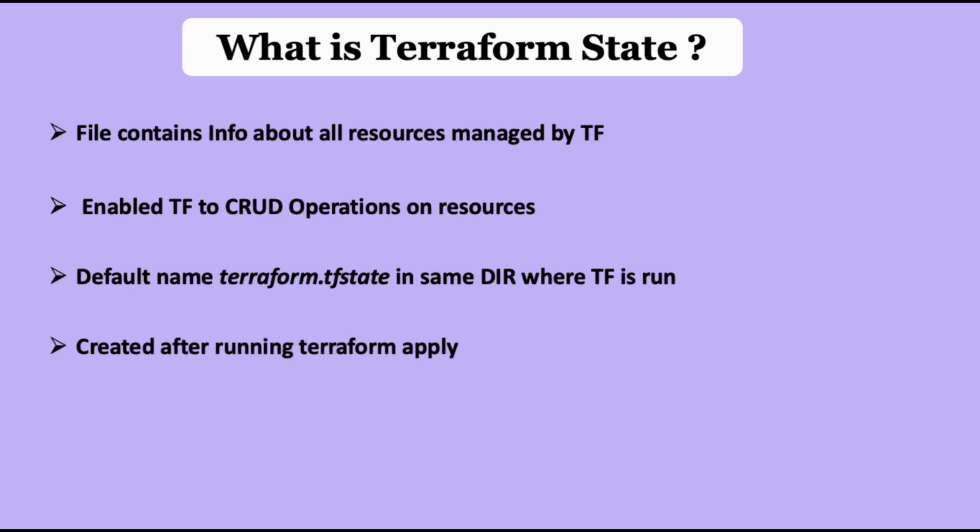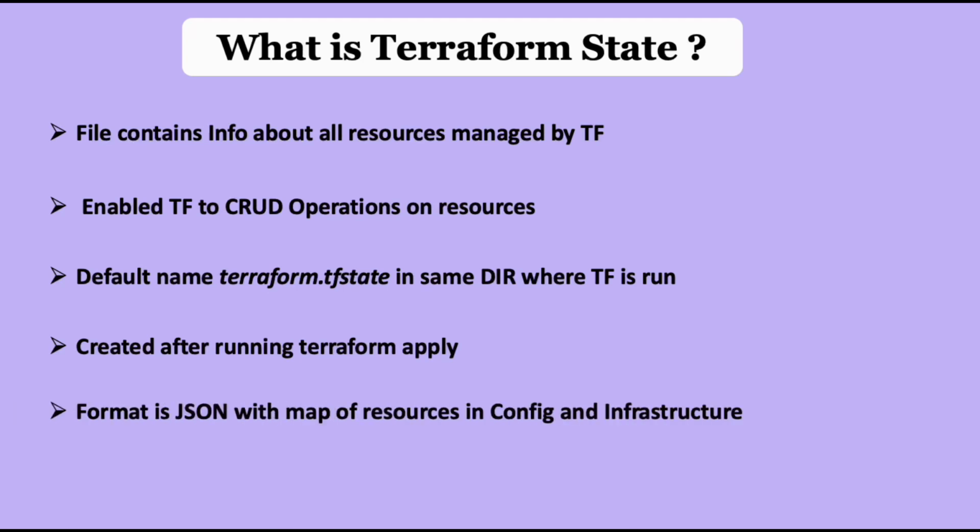So this file is created only when you run the Terraform apply, and there is an authorization: you need to enter yes to auto approve. Then the file will be created. If you look at the file format, it is a simple JSON text file. It contains a mapping of all the resources, the configuration that you have in your Terraform scripts, and also the infrastructure that you deployed. So both of this information is available in this JSON file.